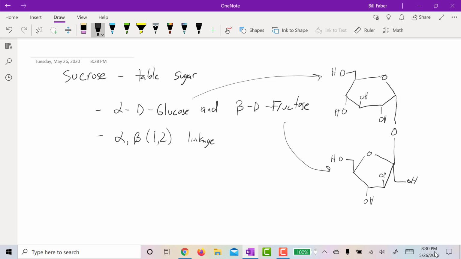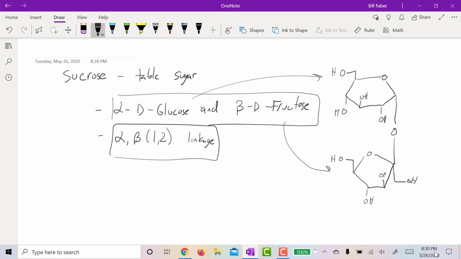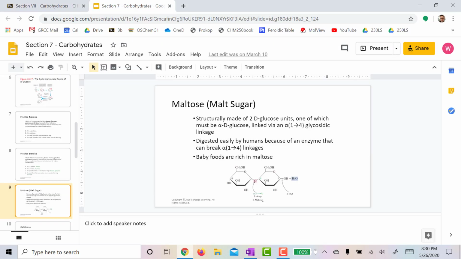So it's kind of an interesting looking structure. You do not have to know how to draw it, but I do want you to know the linkage. Okay, I want you to know the linkage, and I want you to know which monosaccharides are involved in it, and that it's table sugar. But you don't have to be able to draw it. You should be able to draw the others though, because they're very common structures. So, and things that you have to know.